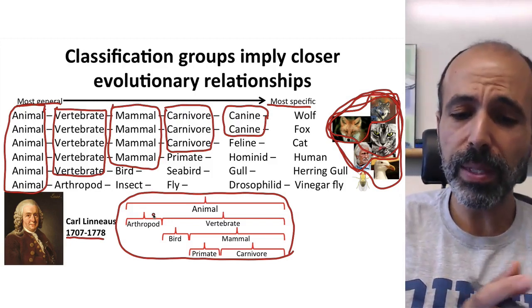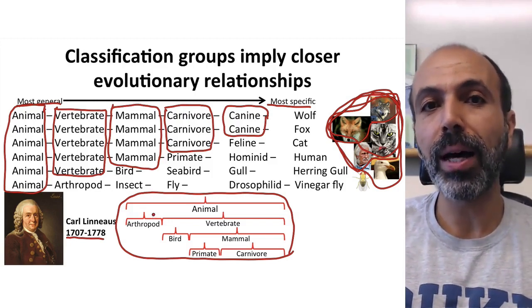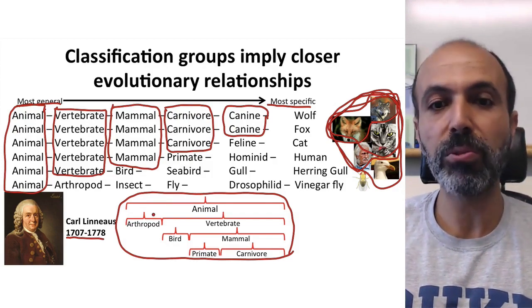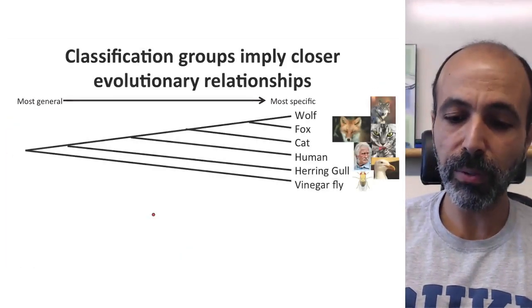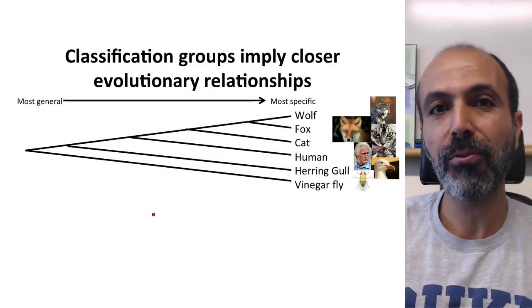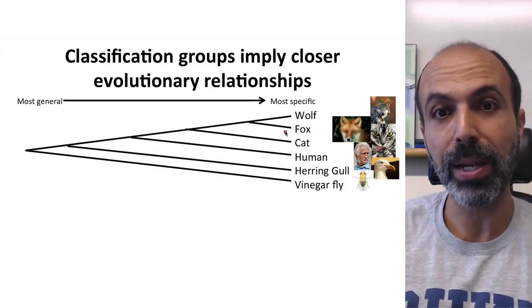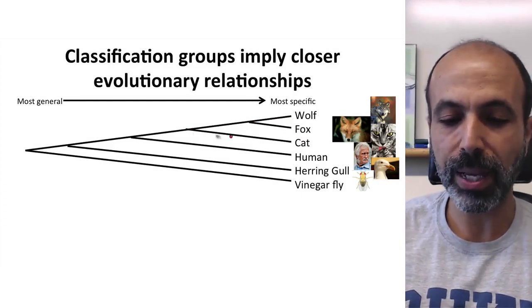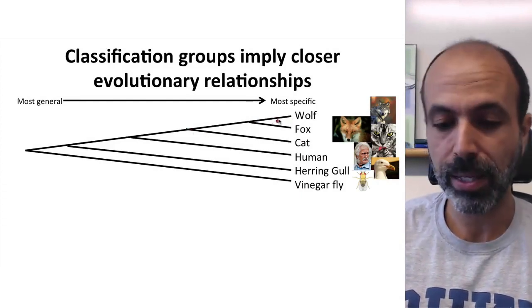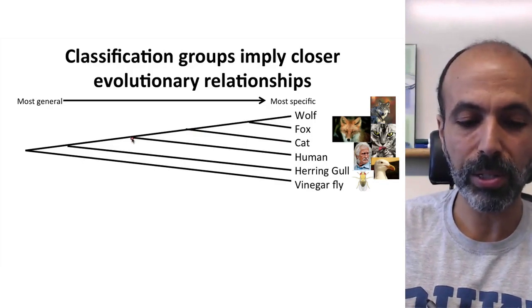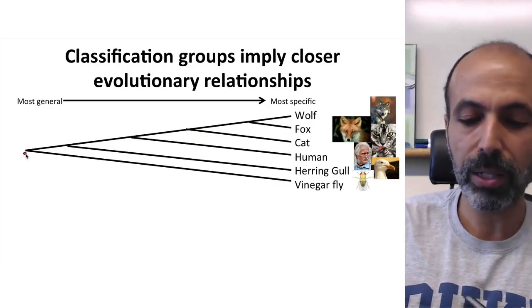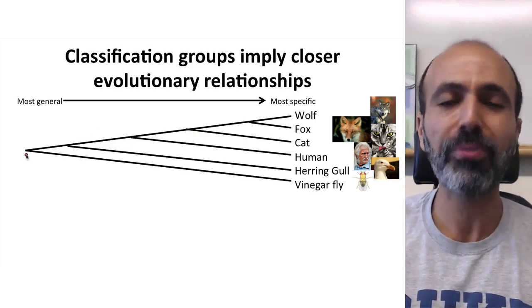So these classification groups actually imply evolutionary relationships, and this was one of Darwin's insights. That if we were to draw a tree of life, it may be along these lines, where the fox and wolf have a very recent common ancestor. Further back, you see the common ancestor with cats. Further still back, you see a common ancestor with humans. Further still, the herring gull, and further still, the vinegar fly or fruit fly.